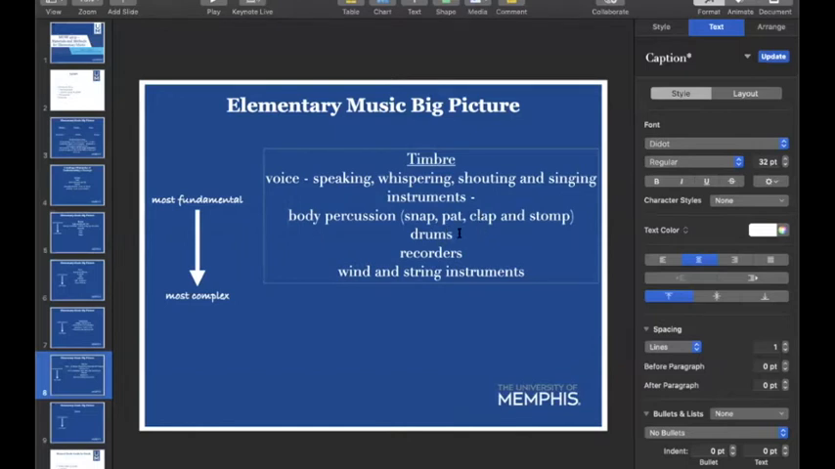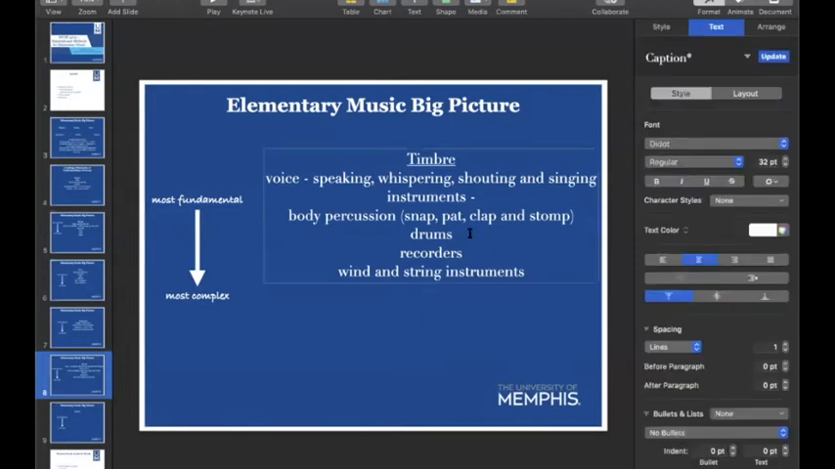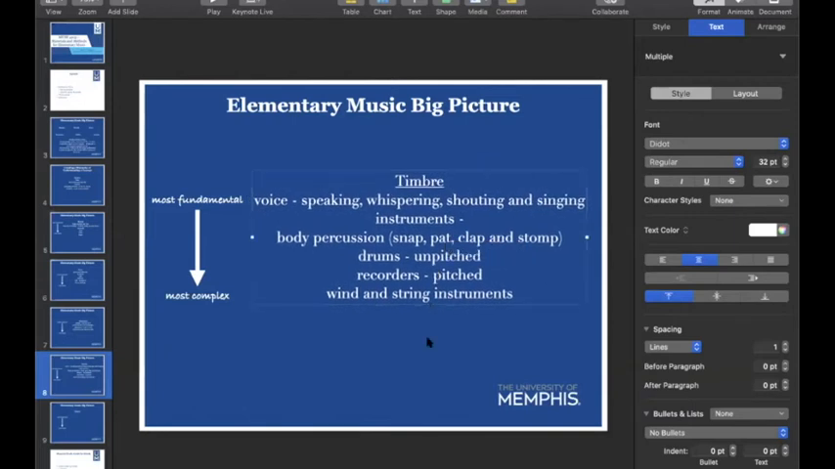So think about body percussion, drums, and then when we get into recorder, what's the difference there? Are you referring to pitched and unpitched? Yes, pitched and unpitched. That's all it is. So pitched and unpitched percussion instruments. Pitched. All right, good job. Good. You guys are doing great.